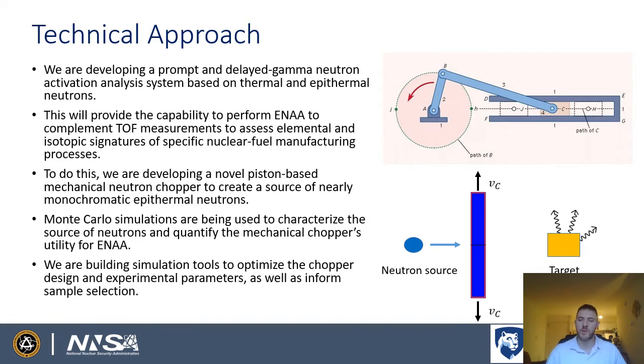So the neutron source coming from the reactor will be collimated through the small slit in this piston, and this is a cross-sectional view of the Monte Carlo simulation of the actual piston itself, where we can think of the piston as moving up and down in relation to this view, and then these neutrons, once chopped twice, will be able to preferentially activate this target based on a specific resonant energy.